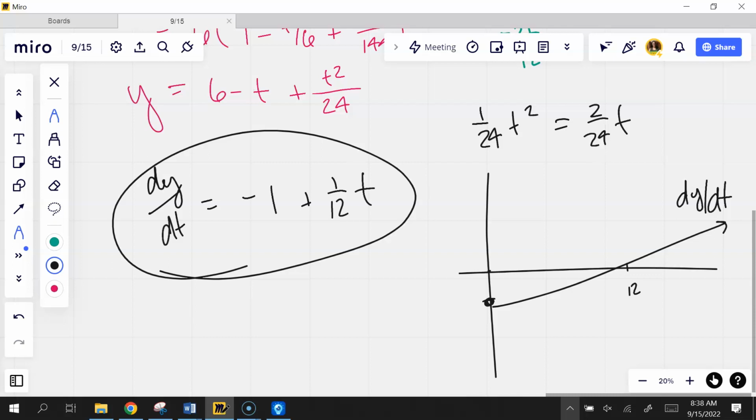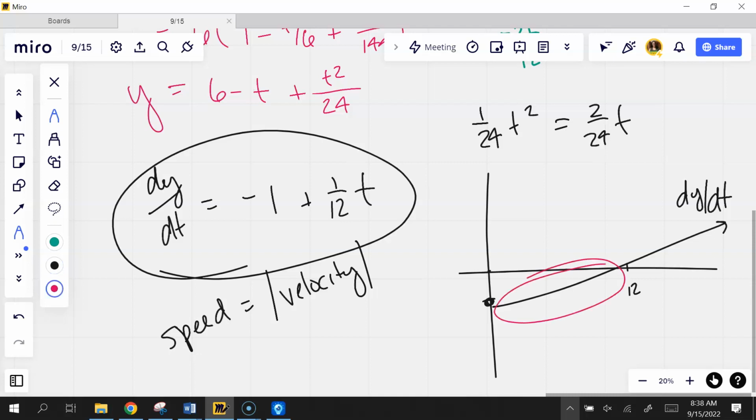How do you know it's the slowest at 12? Velocity is 0. Remember, speed has to do with the absolute value of velocity, right? So if I'm talking about the speed, how fast it's coming out, just because velocity is negative, and velocity is negative here, right? Just because it's negative doesn't mean it's not coming out fast, or that it's going back in. Remember, that has to do with my direction.